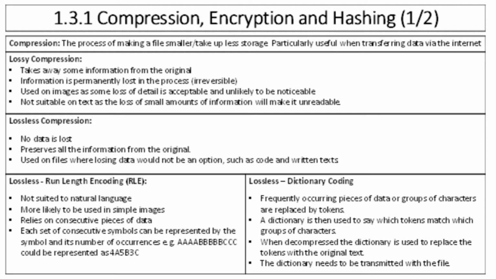Lossy compression takes away some information from the original. The information is permanently lost in the process, which is irreversible. It's used on images as some loss of detail is acceptable and is likely not to be noticeable. It's not suitable with text though, as even small amounts of lost information would make the text unreadable.